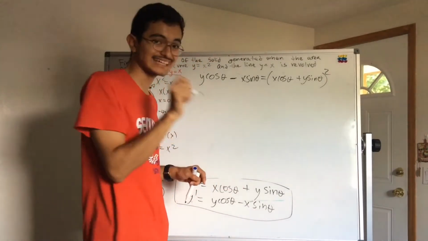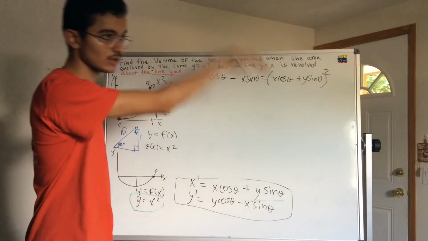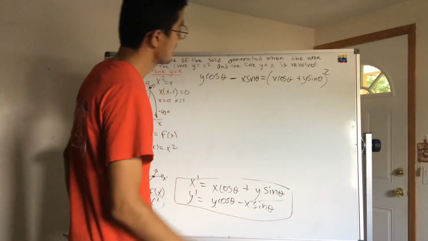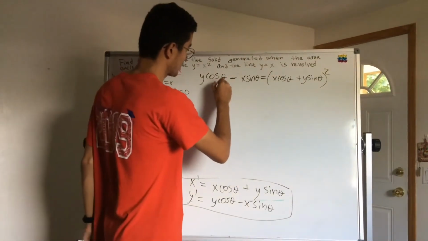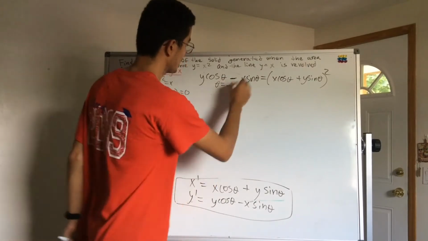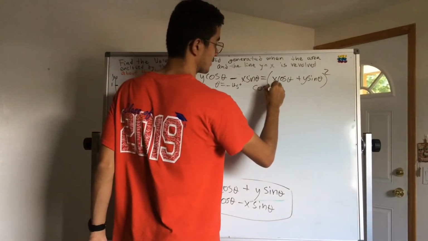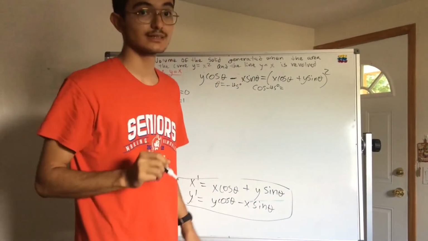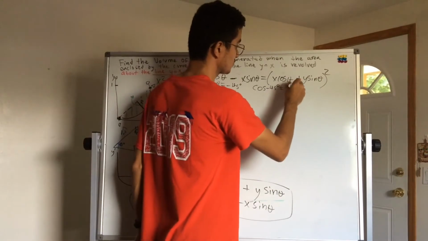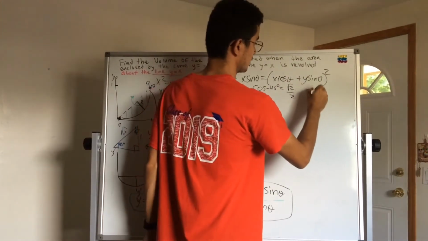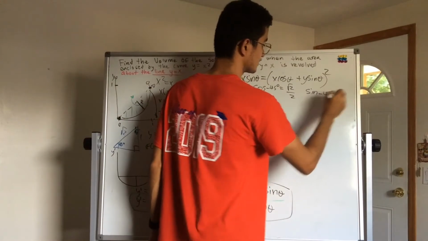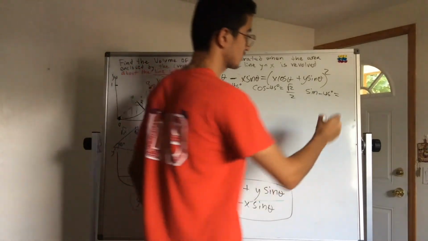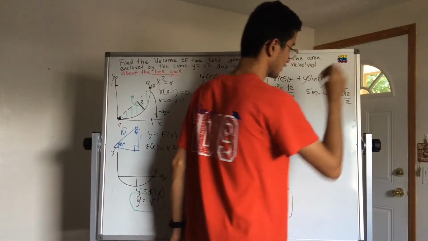We know that theta is negative 45 degrees because we're going clockwise, right? If we were to go counterclockwise, it would be positive 45 degrees. But in this case, it's not. So theta is negative 45 degrees, right? And cosine of negative 45 degrees is just cosine of 45 degrees, because cosine is an even function. So that's going to be root 2 over 2. And sine of negative 45 degrees is just negative sine of 45 degrees, because it's an odd function. So that's going to be negative root 2 over 2, okay?